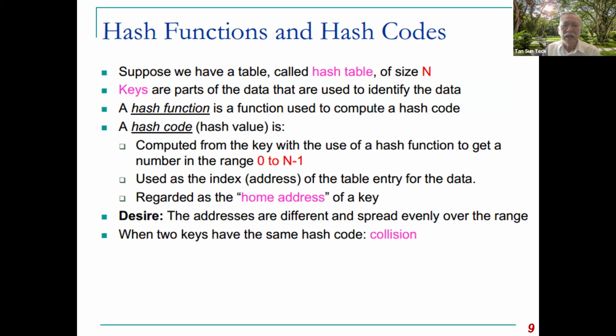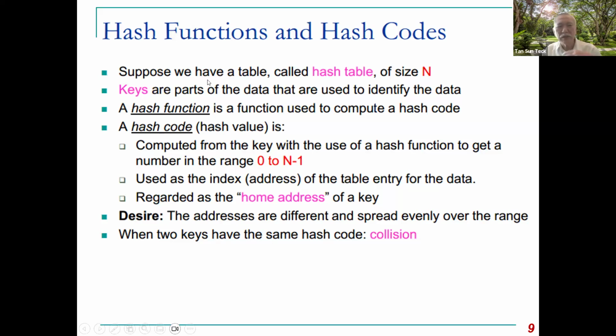Keys are part of the data that are used to identify the data, similar to the direct addressing table. The key is the number that we can use to identify the data, but we are not using this key directly as the index because, as we said, there are a lot of restrictions. Therefore, we have to create a hash table. The hash function is a function to compute what we call the hash code, sometimes called the hash value. By using this function to produce the hash code, we can use this hash code or hash value as the index to go to the table.